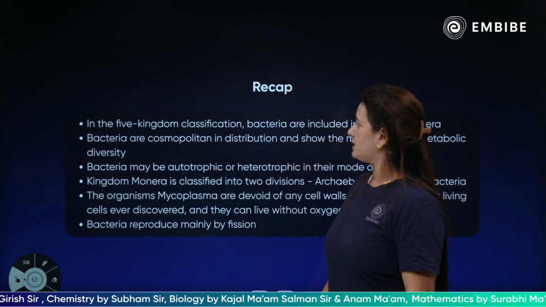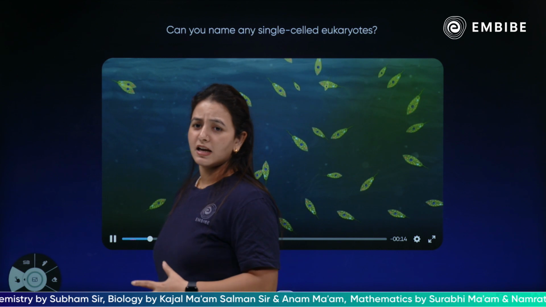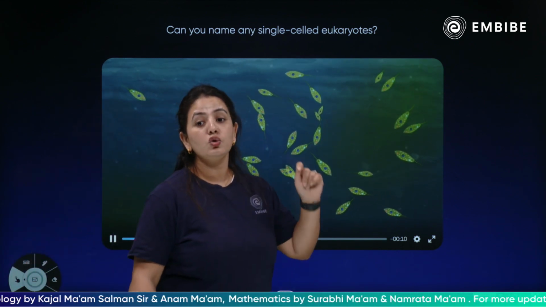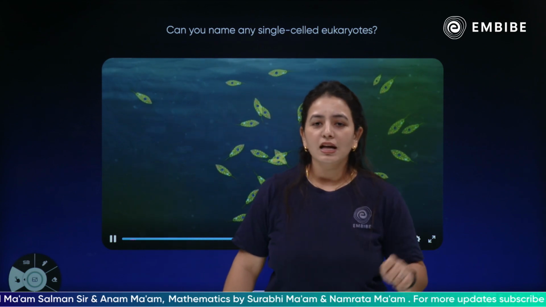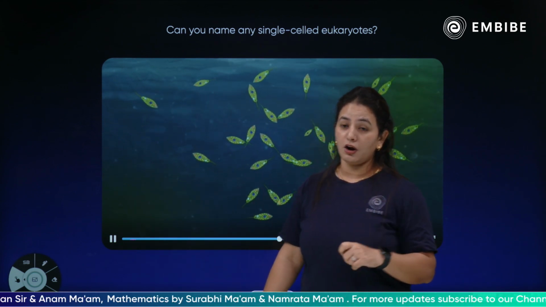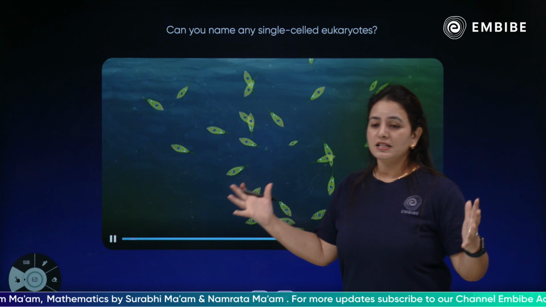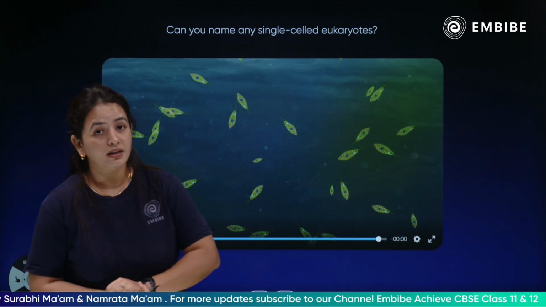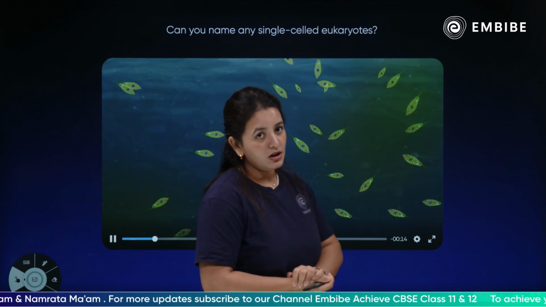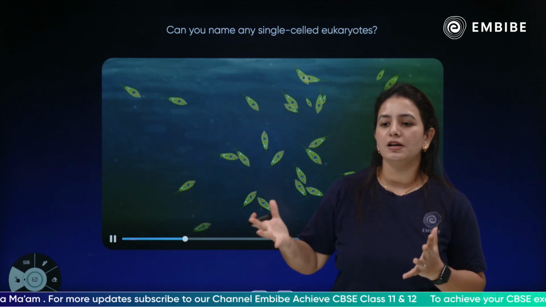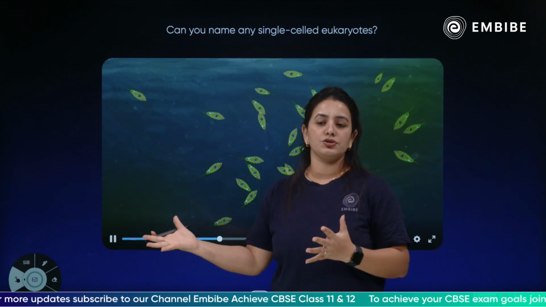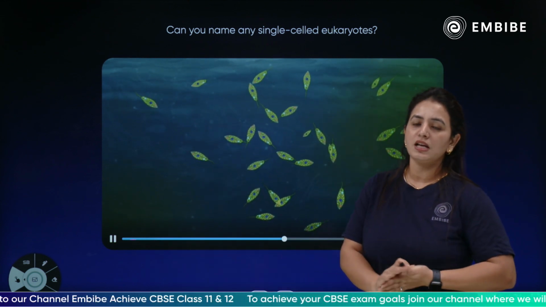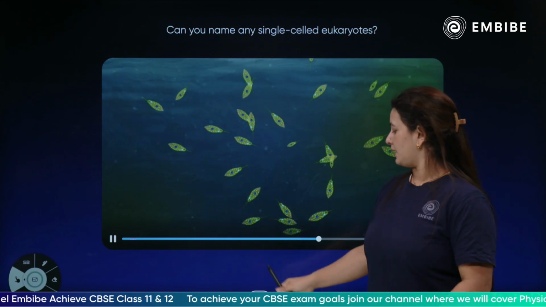Moving forward, children, discussing the protists we have: can you name a single-celled eukaryote? Yes, can you name a single-celled eukaryote? These protists are single-celled, but they are eukaryotic. They are eukaryotes which do not have a primitive cellular structure but an advanced cellular structure, yet they can be single-celled. Yes, protists are single-celled eukaryotes.